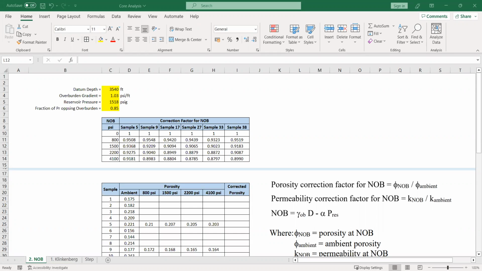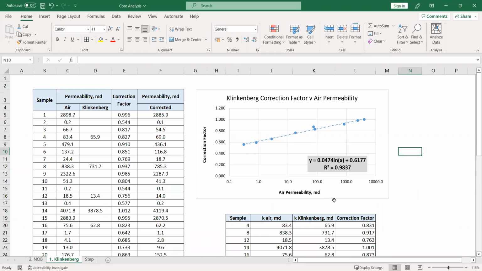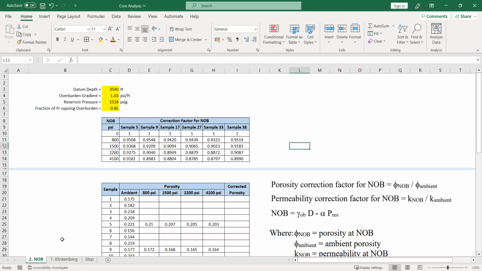So we will continue our geoscience playlist and still about core analysis. Actually, we started this topic with the Klinkenberg topic, where we did a correction for permeability due to the Klinkenberg effect. Now we will continue the core analysis study with the net overburden effect. It's a very interesting topic and quite simple actually. Hopefully we can cover this simply.